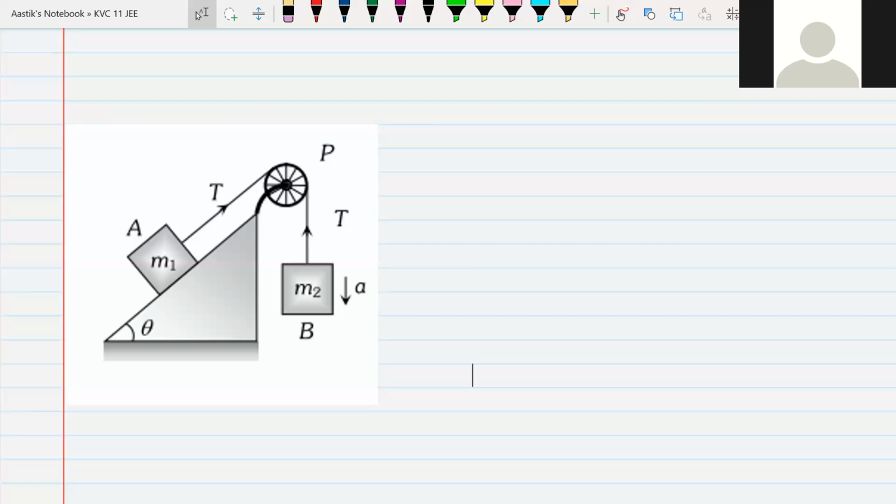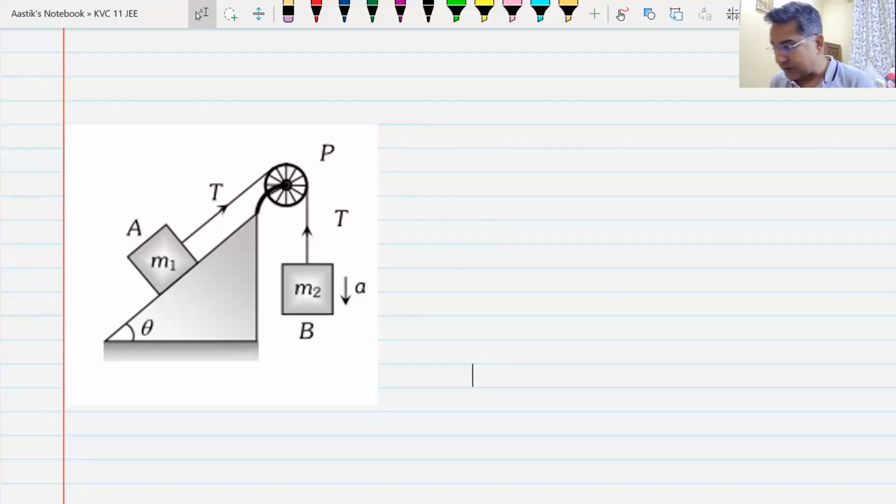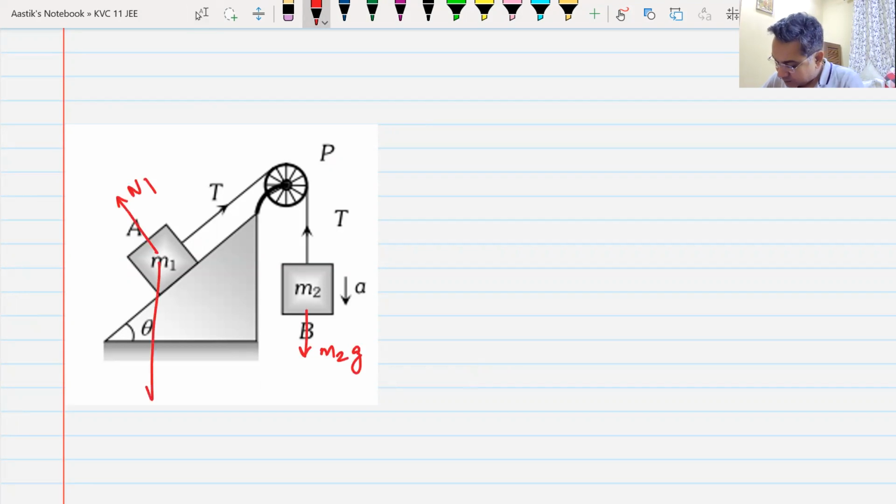I'm not able to hear what you said, but I hope that it would be correct. Yes, what is the answer for this one? Again, anyone has done this? Yes or no? I could have drawn the free body diagram, M2G. This would be N1. This would be M1G. I've drawn it bigger so that I can draw it here. This would be M1G sine theta. This could be M1G cos theta.